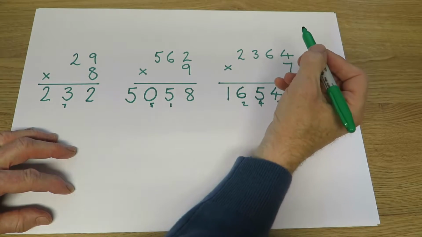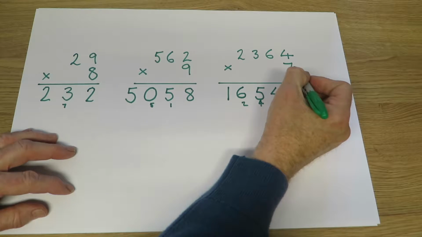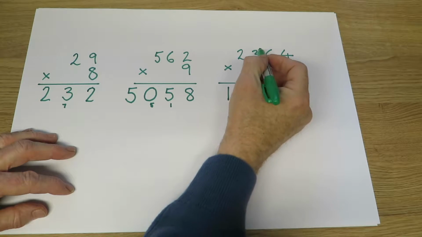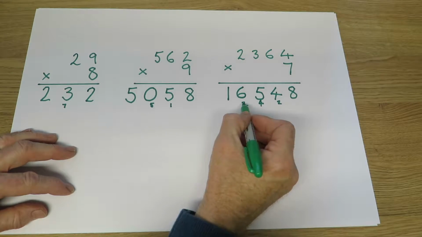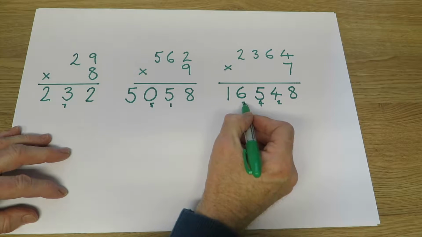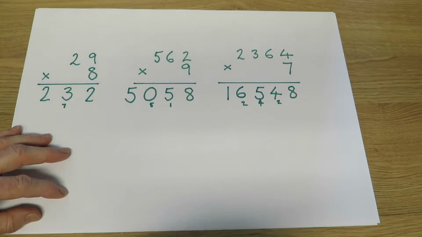16,548. Of course, they will know that this is 4 units times 7, 6 tens times 7, giving us 42 tens, and adding 2 makes 44. 3 hundreds times 7, giving us 21 hundreds, plus 4 makes 25. 2 thousands times 7, giving us 14,000, plus the 2 to give us the 16,000. 16,548.